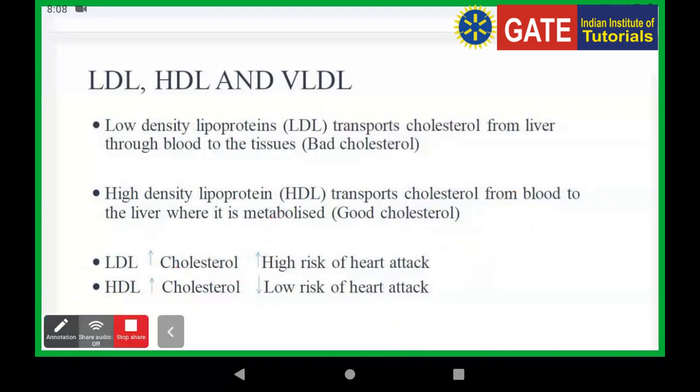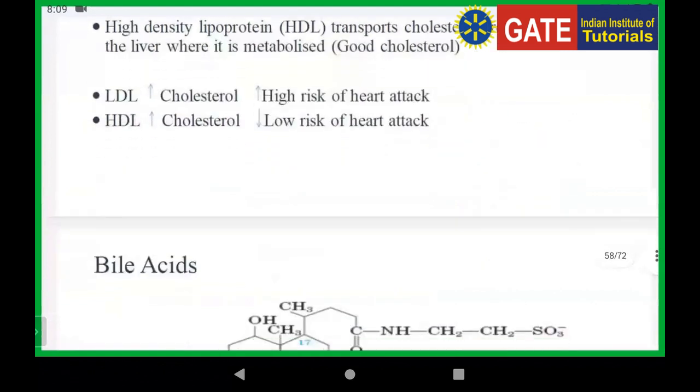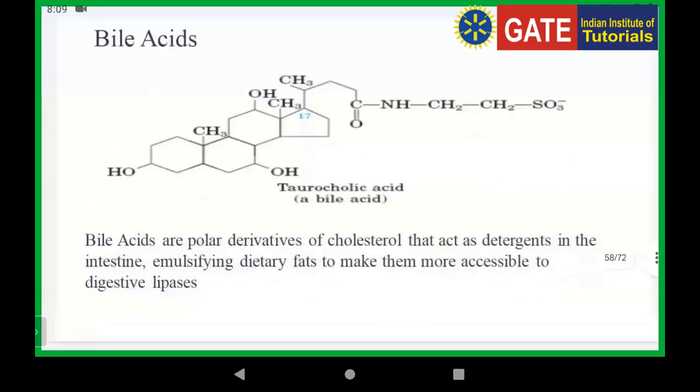Mark this concept. So these are the cholesterol transporters. Any doubts? This is the structure of the bile acid. The bile acid is synthesized from the cholesterol in the liver.